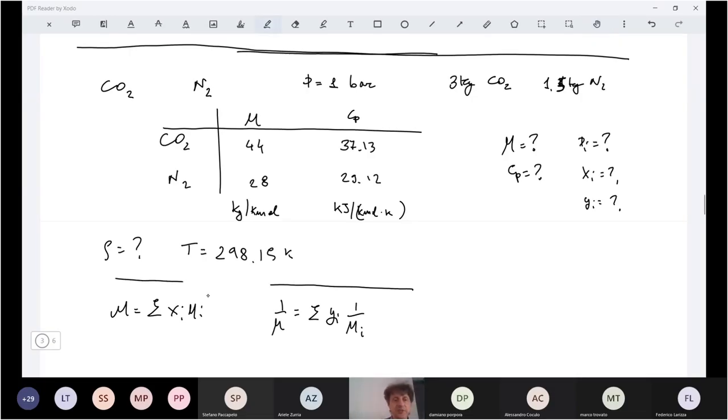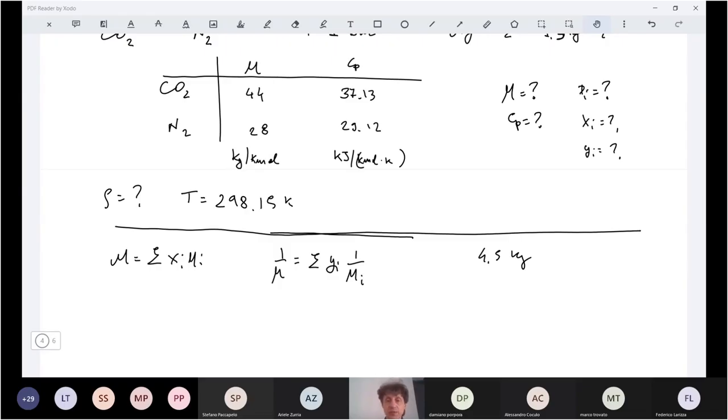So of course, as the relative amount of the species is given in kilograms, easily you can have the value of our Ys here, because these are mass fractions. Overall we have 4.5 kilograms, and we have 3 kilograms of CO2, 1.5 kilograms of N2. So we can just make the ratio with the overall value of 4.5, and Y CO2 is equal to 3 kilograms over 4.5 kilograms. It's the relative mass of CO2 compared to the whole mixture. This is 2/3, so it's 0.667.